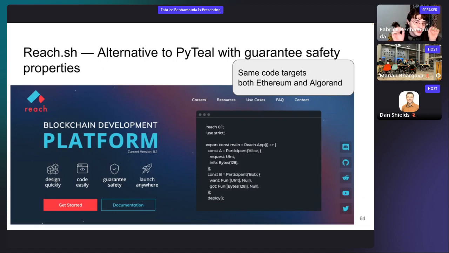It's not just an audit where some people looked carefully at the code. It's really something like mathematical proof, in the sense of the proof of the Pythagorean theorem. And another advantage of Rich is that the same code targets both Ethereum and Algorand. So no need to choose even your platform. With the same code, you have both platforms supported.